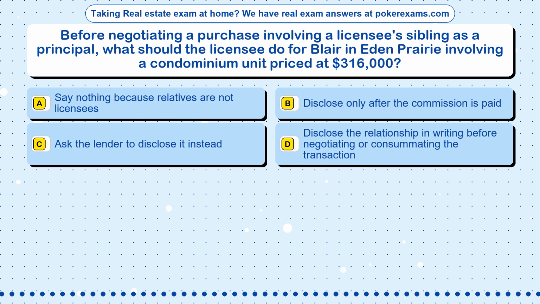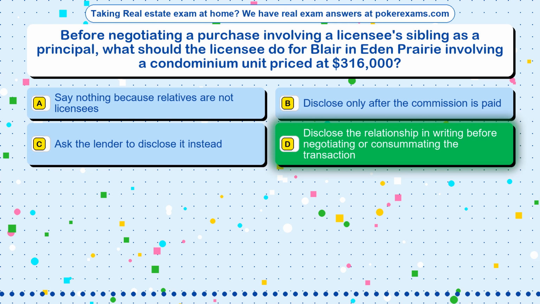Question 68. Before negotiating a purchase involving a licensee's sibling as a principal, what should the licensee do for Blair in Eden Prairie involving a condominium unit priced at $316,000? Option A. Say nothing because relatives are not licensees. Option B. Disclose only after the commission is paid. Option C. Ask the lender to disclose it instead. Option D. Disclose the relationship in writing before negotiating or consummating the transaction.